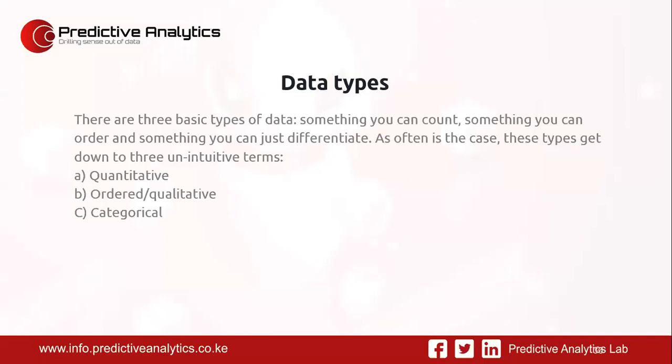So today we'll begin on looking at the different data types that are there that you can visualize. So there are three basic types of data. That is something you can count, something you can order, and something you can just differentiate. So as often is the case, these types get down into three unintuitive terms. So we have quantitative, we have ordered, and categorical.